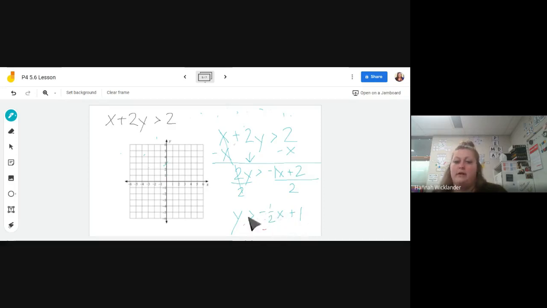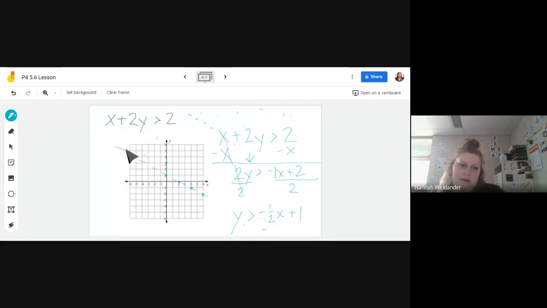So now I'm going to go over and graph this on my coordinate plane. It is going to be a dashed line because it's just a normal inequality symbol. So when I go to connect my dots, I'm going to use a dashed line. I'm going to plot my first point at positive 1. And then it's a negative slope, so I know it will go this way. So I'm going to go down 1 and over 2, down 1 and over 2, down 1 and over 2. Now I'm going to connect my dots with a dashed line.